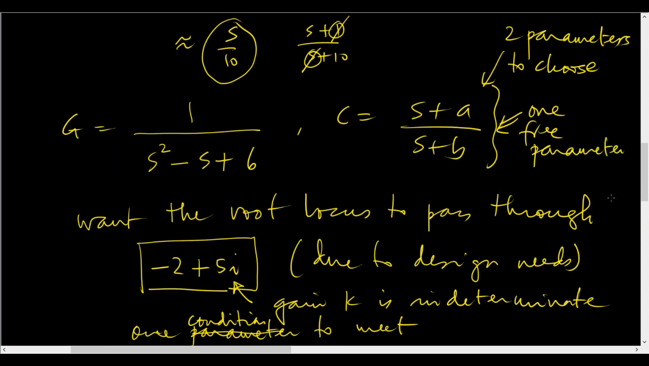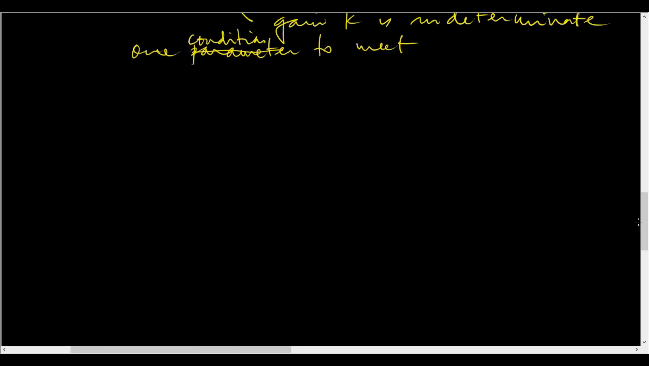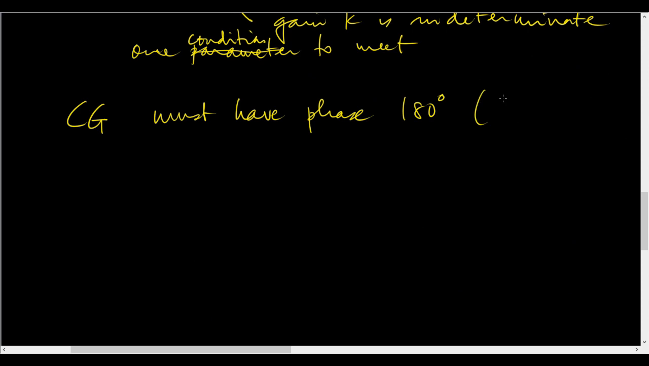Okay, so how do we begin? We begin like this. We say that CG must have phase 180 degrees plus or minus 360 degrees times n, right? So that whole circle doesn't matter, so it must have this phase here.